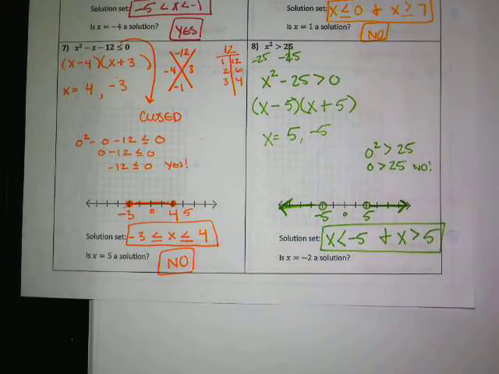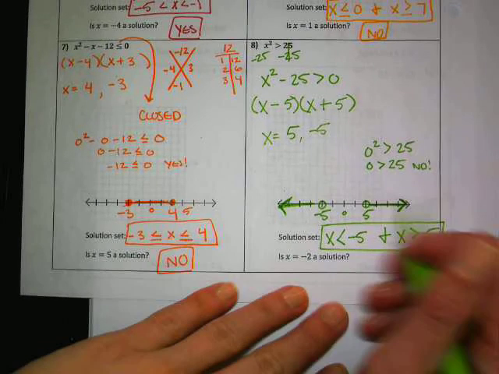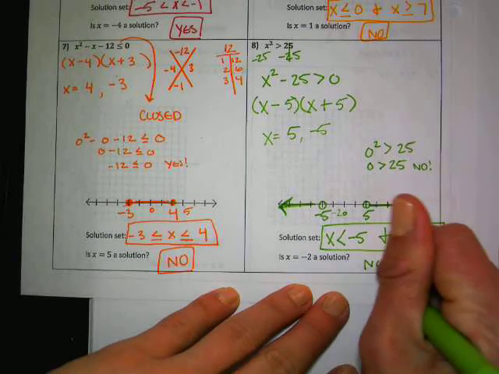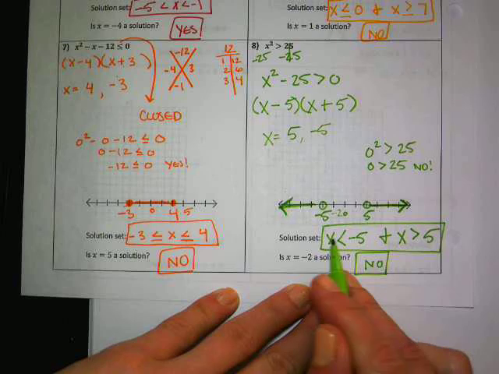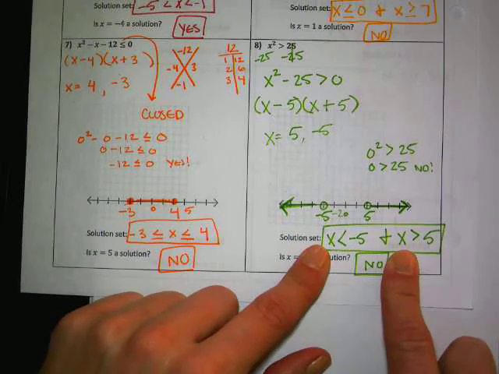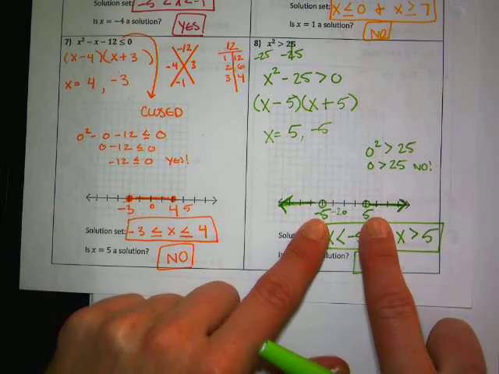And is negative 2 a solution? Wait, what is x? Negative 2's right here. No, that's not the solution. What do you mean where's x at? Like, these x's. You put them in there. That's how you answer the question. They're not on there.